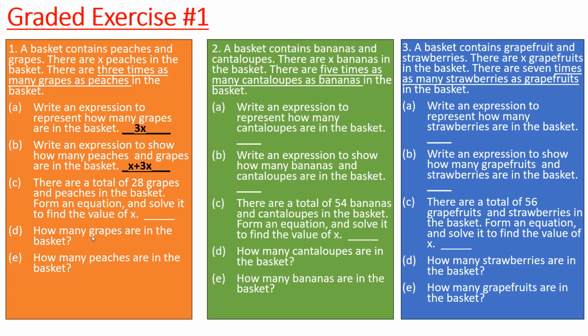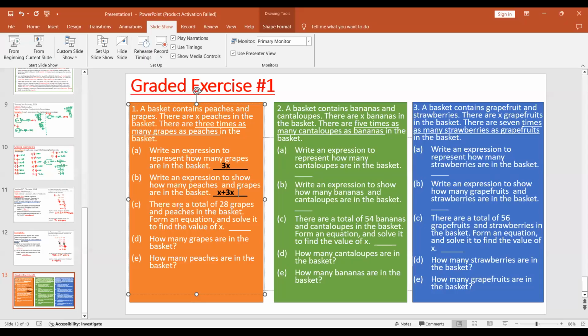Okay, so part C, there are a total of 28 grapes and peaches in the basket. Form an equation and solve it to find the value of x. 1x plus 3x equals 28. So now it'd be 4x equals 28. Now we divide that by 4, then you get x equals 7. X is equal to 7, very good. Anyone else got that?